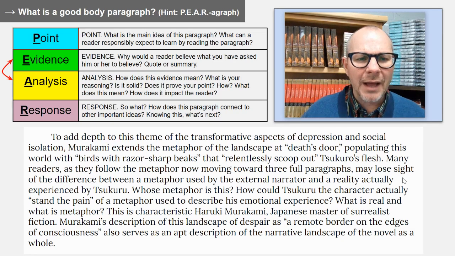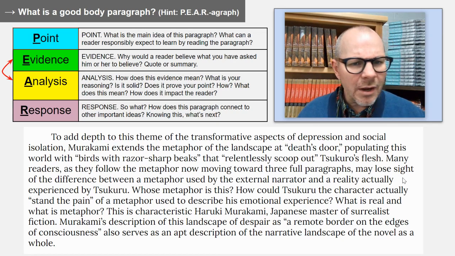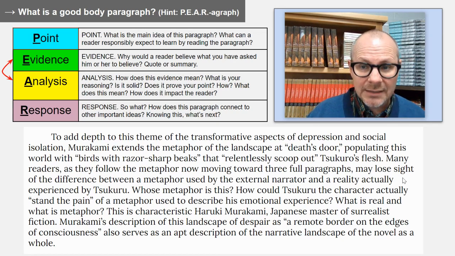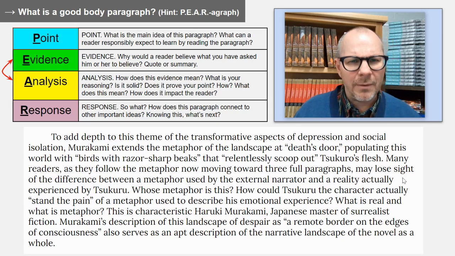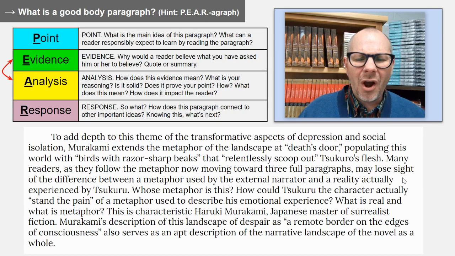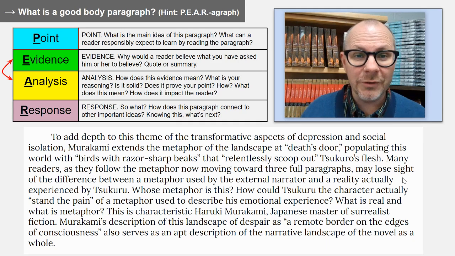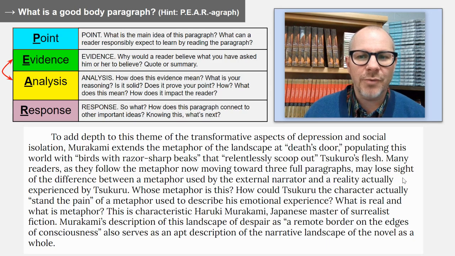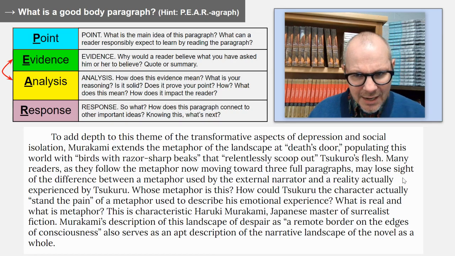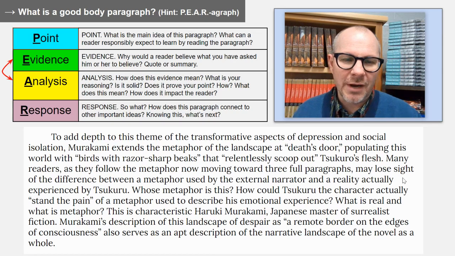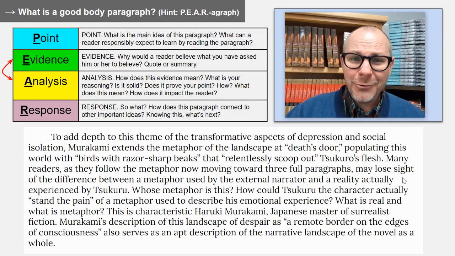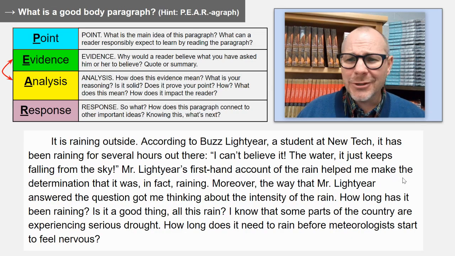And then finally, the response is like, so what? Where does it go? What's next? How does it connect? Where are we going with this paper? That's hard to do, but it's something you'll build over time. There's a sense of motion in your writing. There's a sense of, we began here and we're moving in a direction, and you'll get there. You really will.